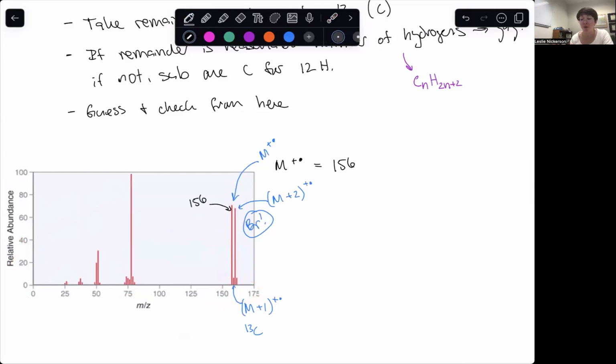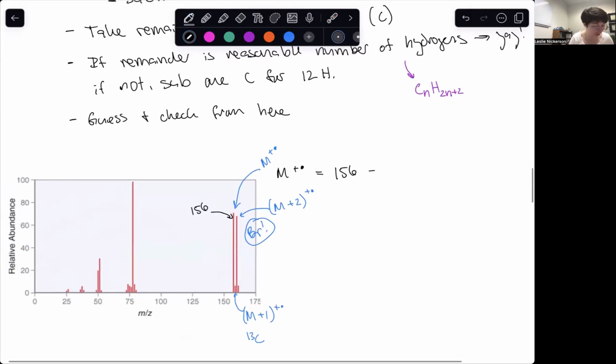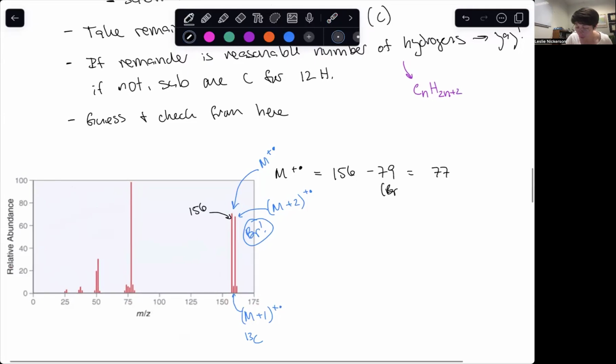So 156, we have a bromine, so we're going to subtract the bromine from that. We take off the 79. So 156 minus 79 equals 77. From 77, I'm going to see how many carbons I can put into that and divide by 12. And I've got 6 and change. So I can put 12 into 77 6 times.